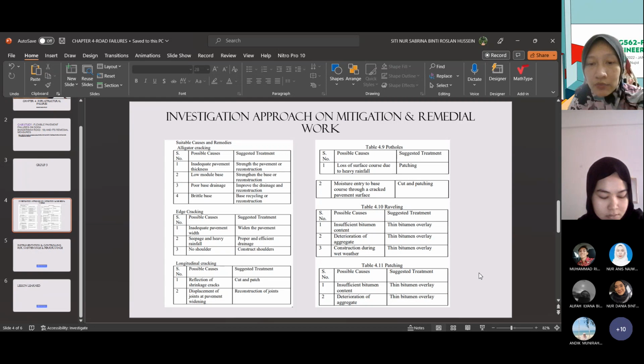Lepas tu, how do we classify according to the bituminous test. Bituminous test contohnya apa? Penetration, skid resistance tu antara benda lah kan. Okay, the last but not least, what can we learn from this case study? Apa yang kita boleh ambil pengajaran?